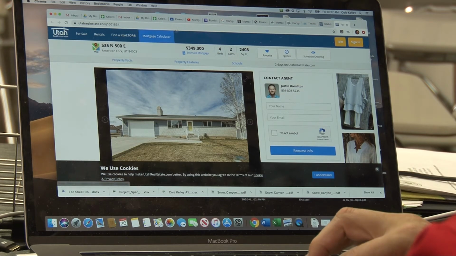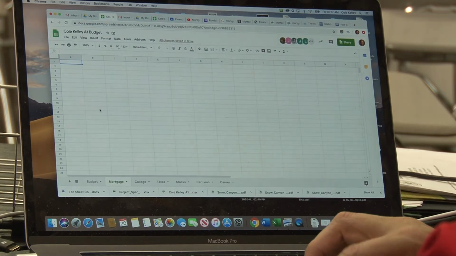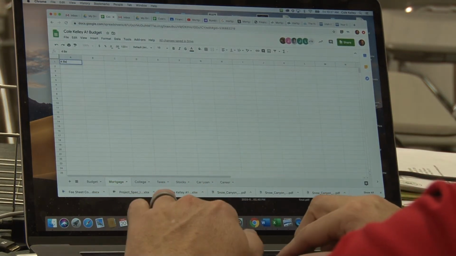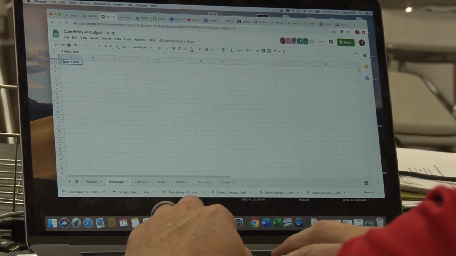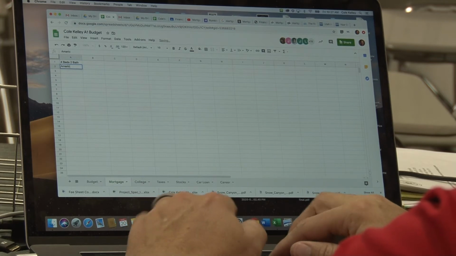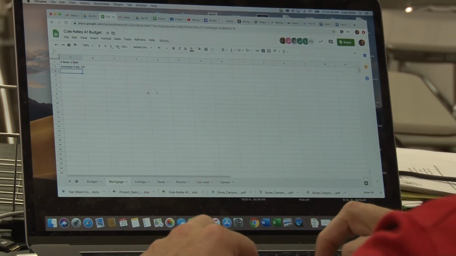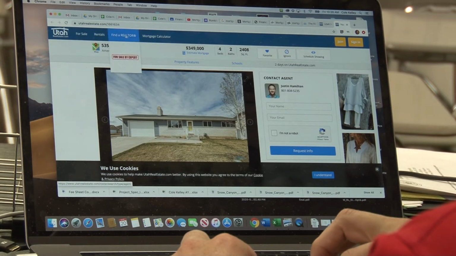We don't need the address. Let's just do the number of bedrooms and baths. So we're going to go 4 beds, 2 bath. It's in American Fork, Utah. The price is $349,000.